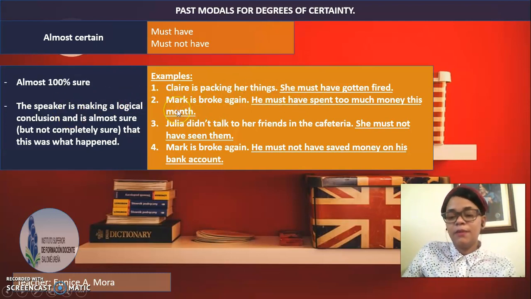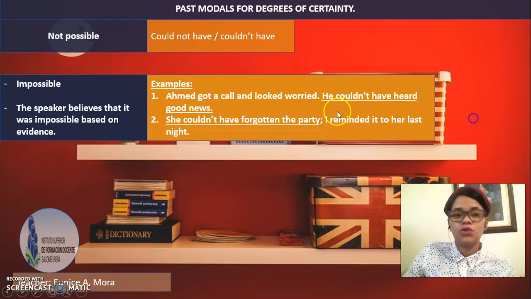We have a second example, which is Mark is broke again. He must have spent too much money this month. It's like if he is broke, I am almost 100% sure that he must have spent too much money this month. Right? Let's move to the second one.